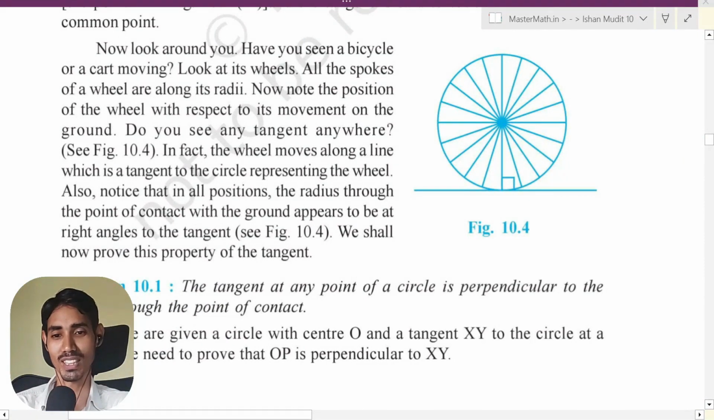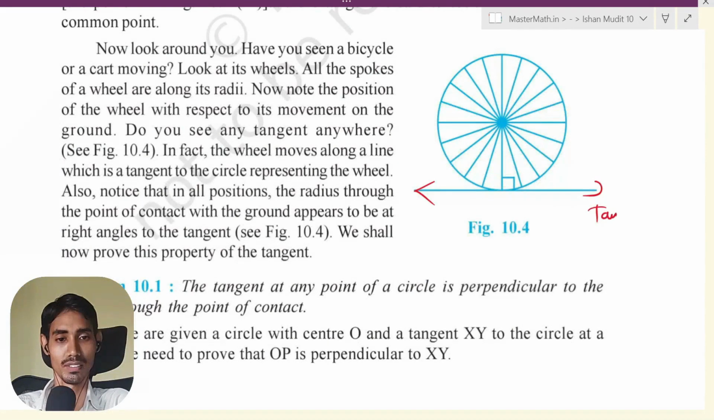Now we are on the most difficult topic that we will be studying till now. The tangent of a circle at any point of the circle is perpendicular to the radius. So this is the tangent, this is the center, and this is the radius. All the spokes are the radii of this circle, but we need only one.